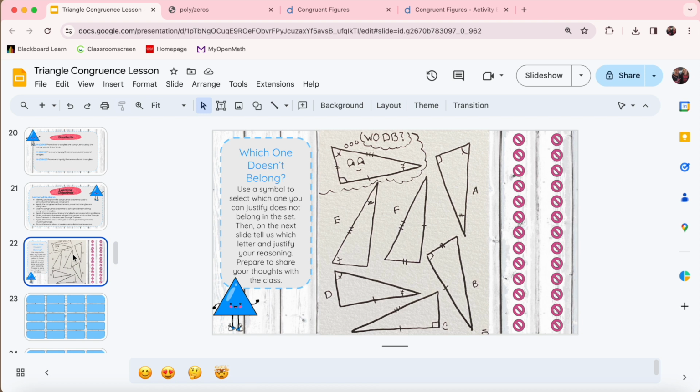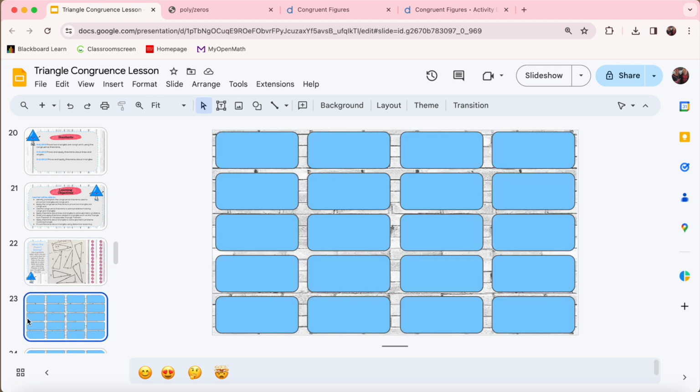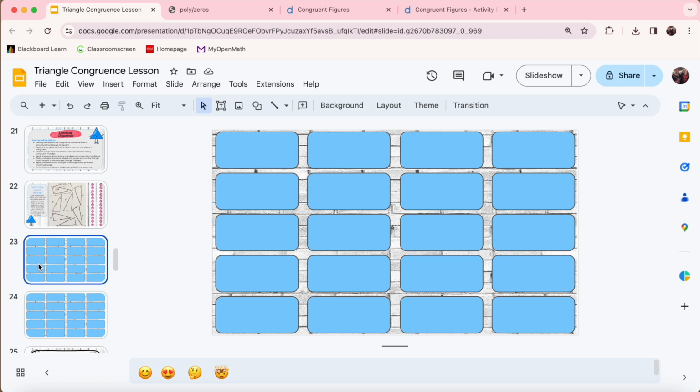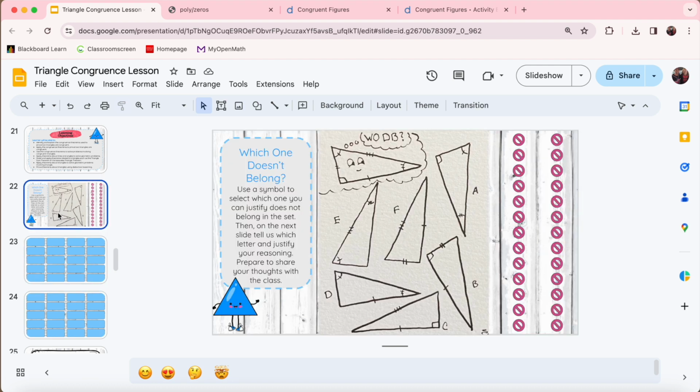So the which one doesn't belong is a little different. I have more than 4 objects here, but I found this which one doesn't belong triangle piece from a website. I've got all my sources listed below, but how I tackle the which ones don't belong currently is that we have these X shapes, if you will, and they're just supposed to place that over the shape they feel does not belong in the set. And then each student will move to slide 23 or 24 and anonymously tell me which letter they chose and justify why they chose that one doesn't belong in the set. And then I tell them to prepare to share your thoughts with the class.